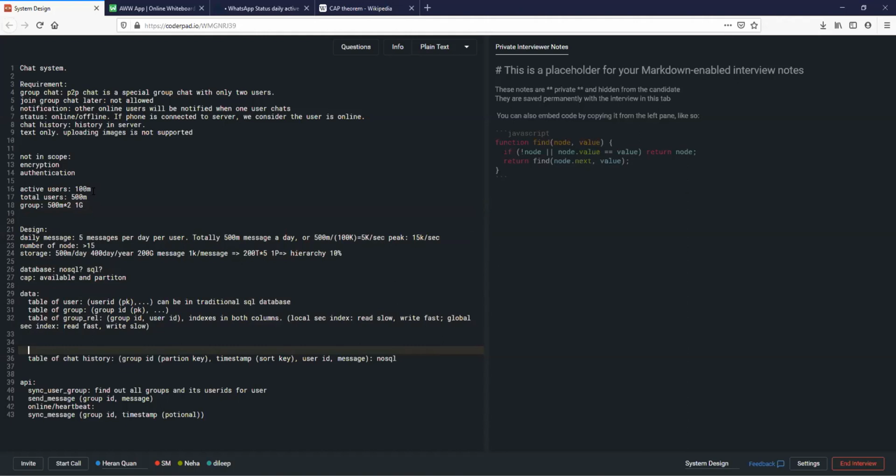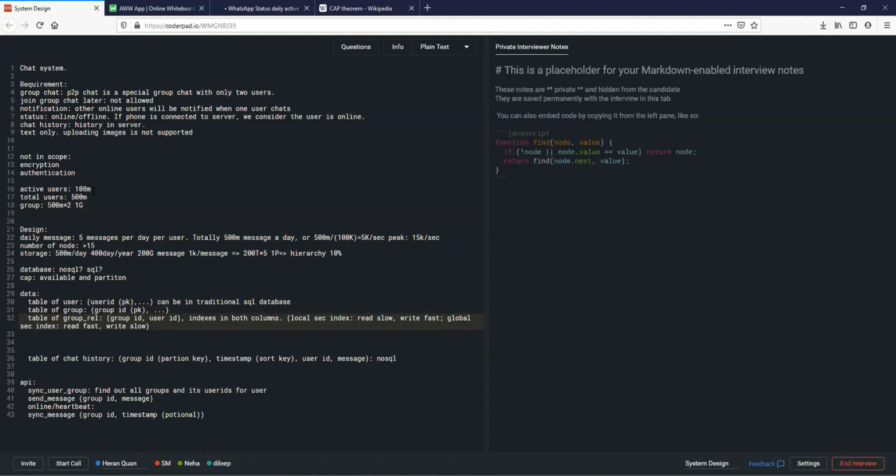Any question? Any challenge? For the group relational table, its primary key is group ID and user ID. Yeah, both of them can be the index.